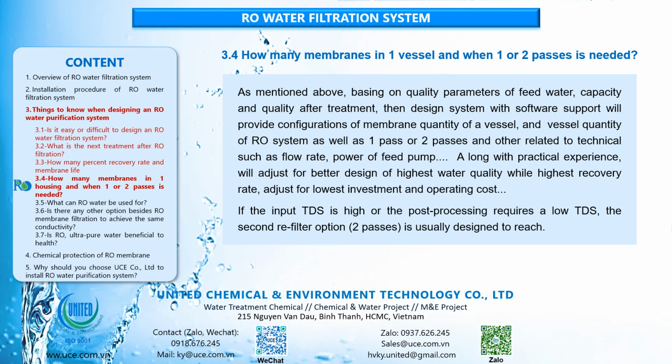3.4 How many membranes in one vessel and when are 1 or 2 passes needed? As mentioned above, based on quality parameters of feed water, capacity and quality after treatment, the system is designed with software support, which will provide configurations of membrane quantity per vessel, vessel quantity of the RO system, as well as 1 pass or 2 passes and other technical items such as flow rate and power of the feed pump. Along with practical experience, adjustments are made for a better design of highest water quality with highest recovery rate, and lowest investment and operating cost. If the input TDS is high or the post-processing requires a low TDS, the second re-filter option, 2 passes, is usually designed.